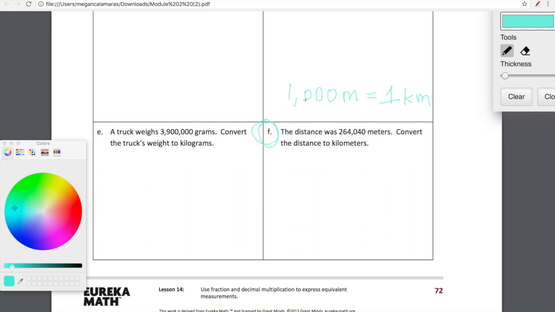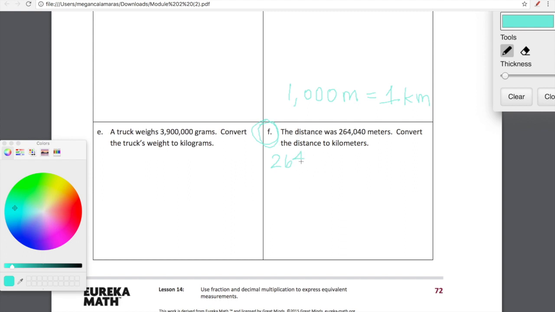And again, this is not information that you need to commit to your memory tonight. I will provide you with this information. What I need you to commit to your memory is this standard algorithm. So let's take a look at this. First line, we're going to unpack what we are given. Let's read this first. The distance was 264,040 meters. Convert this distance to kilometers. Okay, so let's unpack what we're given.